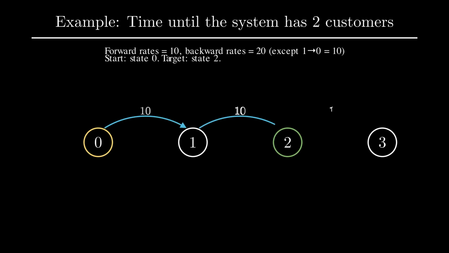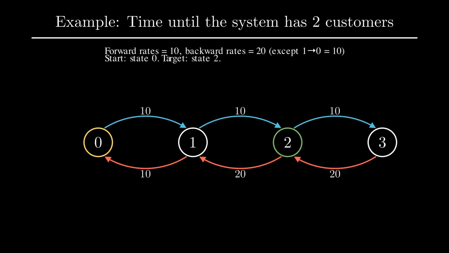Consider a Markov chain where the forward rates are 10 and the backward rates are 20, except from 1 to 0, which is 10. We seek the time from an empty system until the system first has two customers. This is step 1: identify the target. State 2 is the target, so T2 is 0. We only need to find T0 and T1.